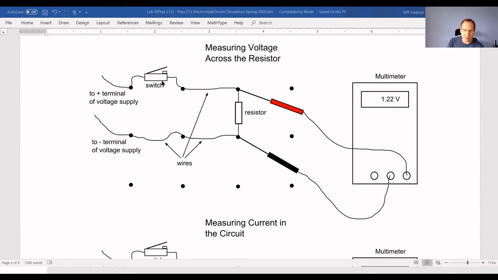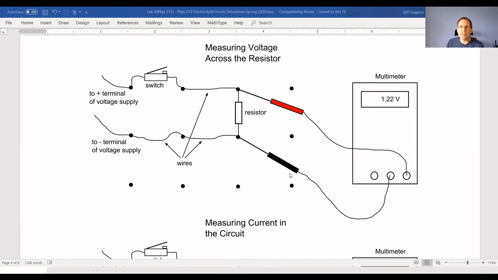You could have a switch. I just drew a switch in here. So you turn the switch on, like complete the circuit. Current's going to flow. Conventionally, current will flow this way. Think of it as the flow of positive charge. So this is the positive side. This is the negative side. And if I measure across the resistor, that'll give me the voltage across the resistor.